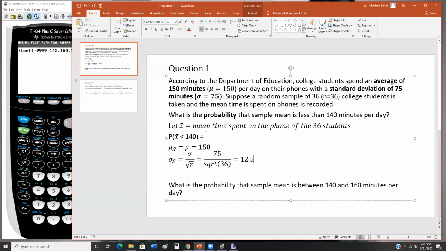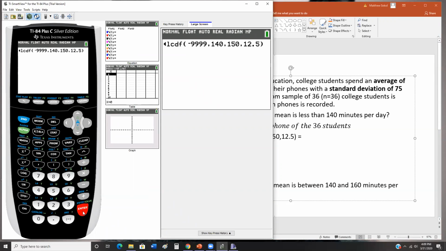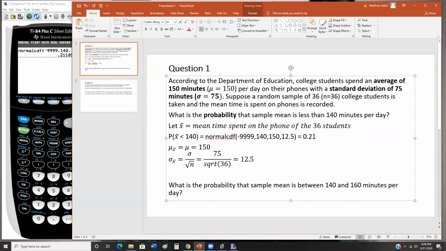So what this probability is, I'm just going to write it down. It was normal CDF, negative 999. We're going to go to 140. The mean was 150. The standard error was 12.5. And that's going to be equal to, let's check, 0.2119 when I round it to 4 decimal places. And that's our answer right there.